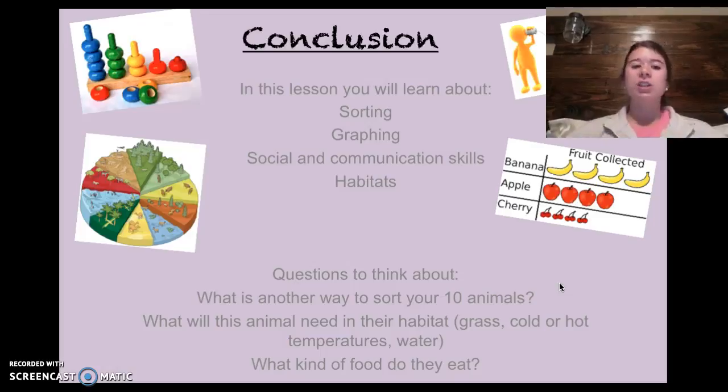Some questions to think about: what is another way to sort the 10 animals that they picked? What will their animals need in this habitat? Are they going to need grass if they live in the forest? Is it going to be cold water? Or is it going to be a hot or cold environment? Are they going to need water? And what kind of foods do they eat?